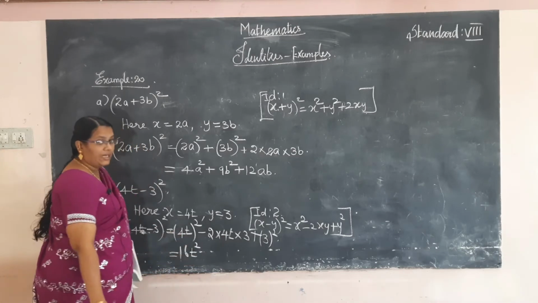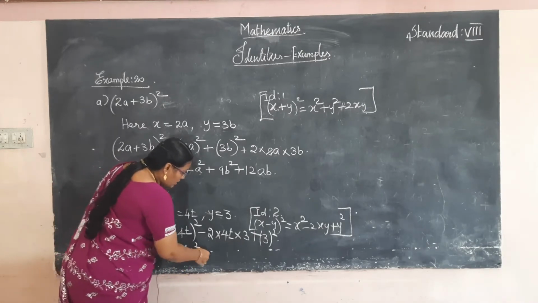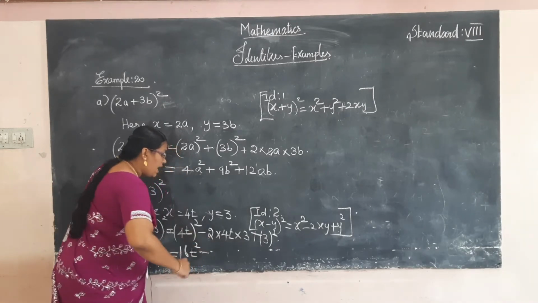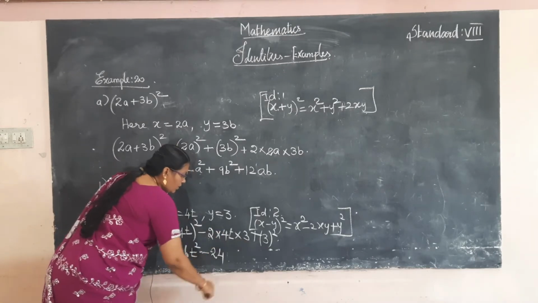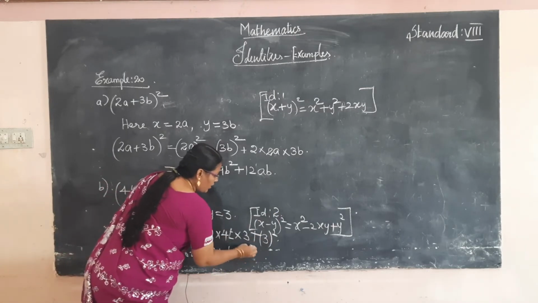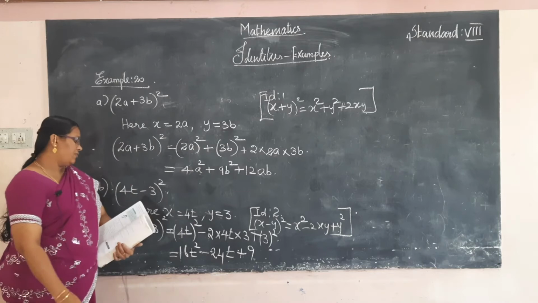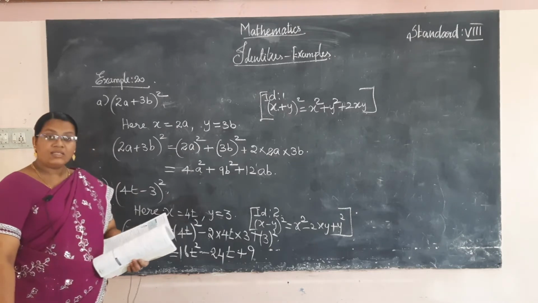Okay, 4 multiplied by itself twice. So 16t square minus 2 4s are 8, 8 3s are 24, 24t, and plus 3 square is 9. So the answer for this problem is 16t square minus 24t plus 9.